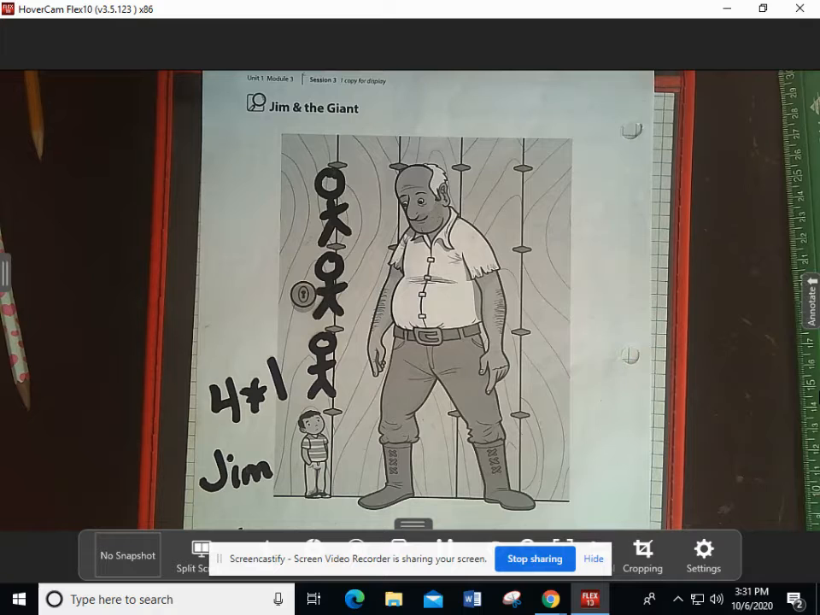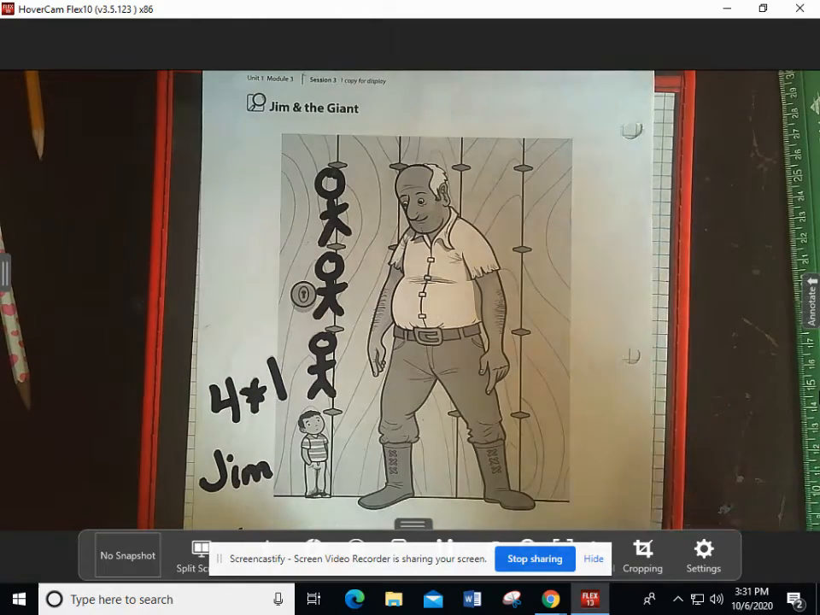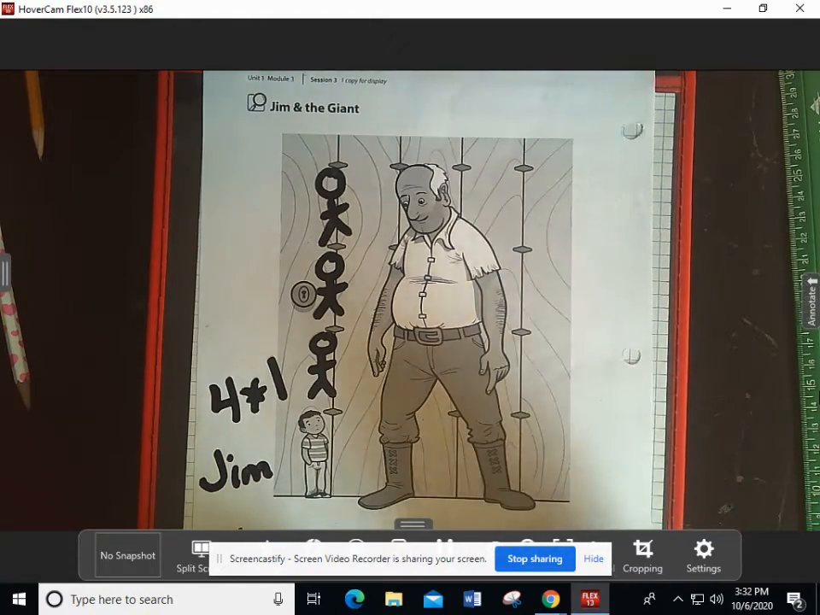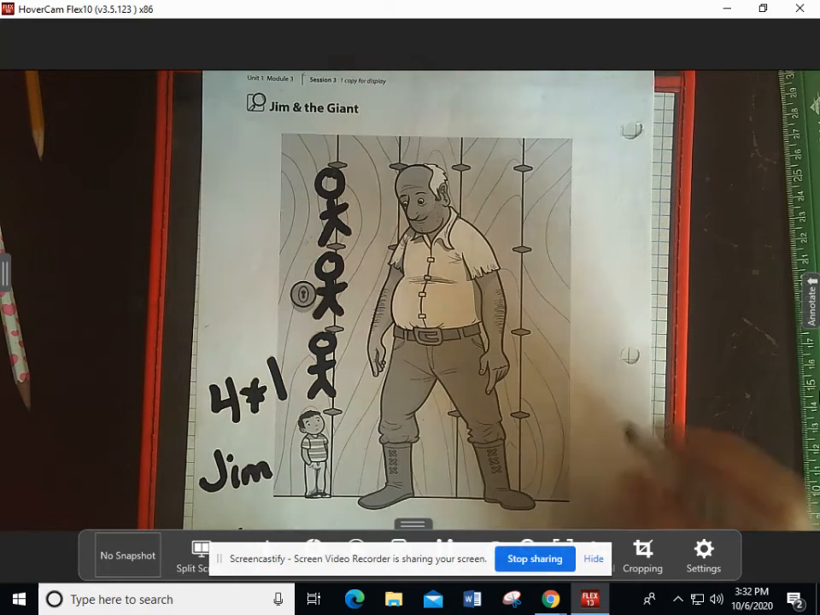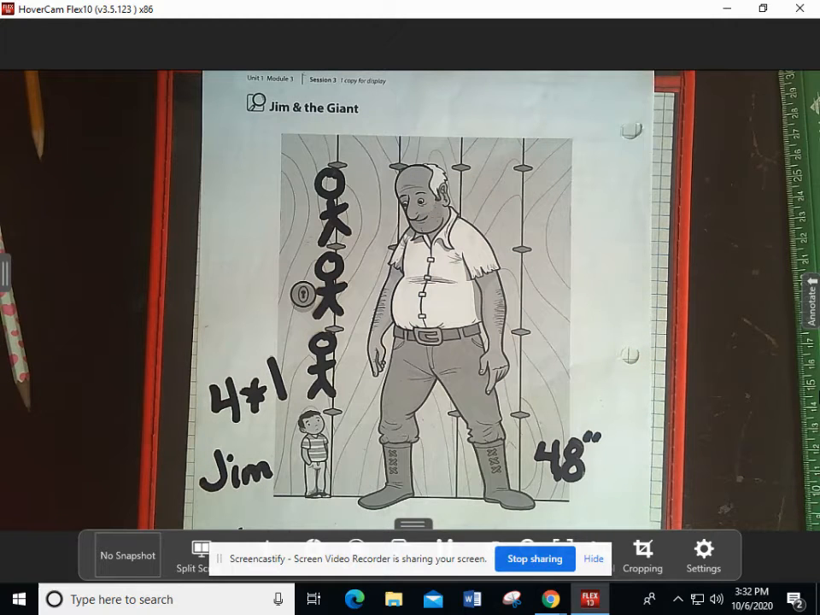Okay, our next step. Remember, we have also started multi-step problems in number corners, so we have to have lots of steps in our problems. It says that Jim, here's Jim, is 48 inches tall. How tall is the giant? How do we figure that out?